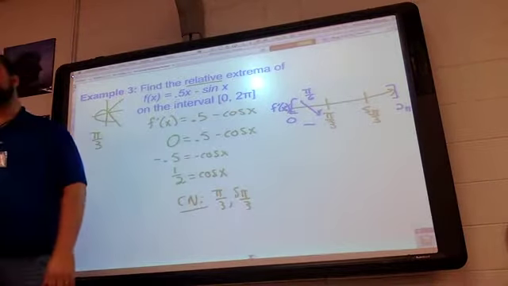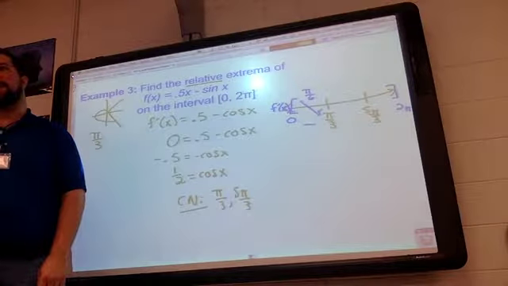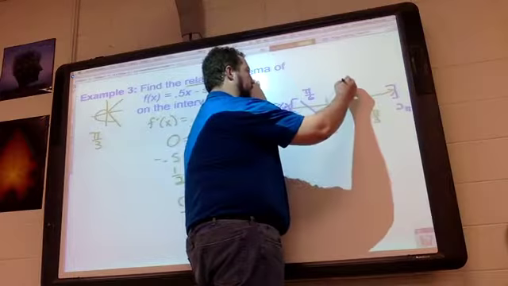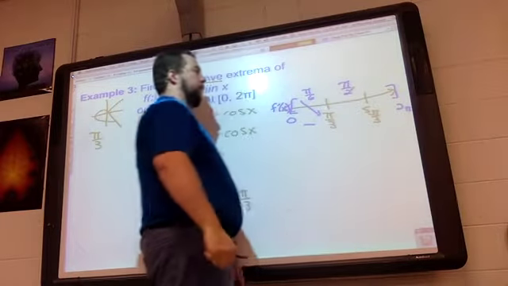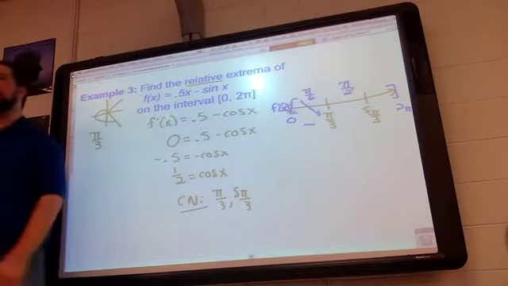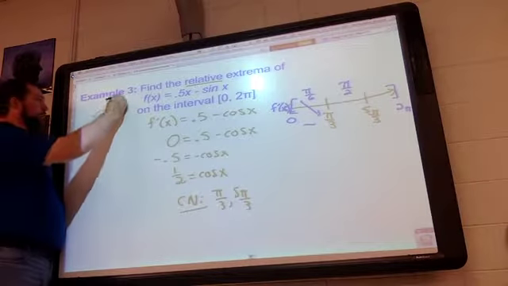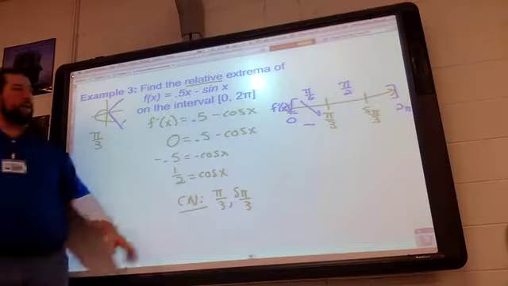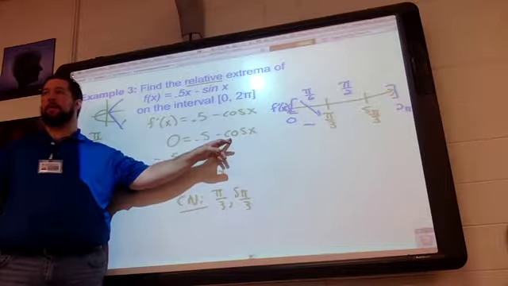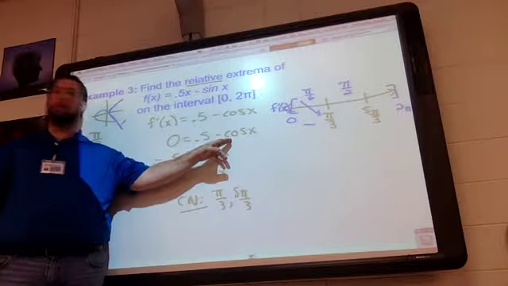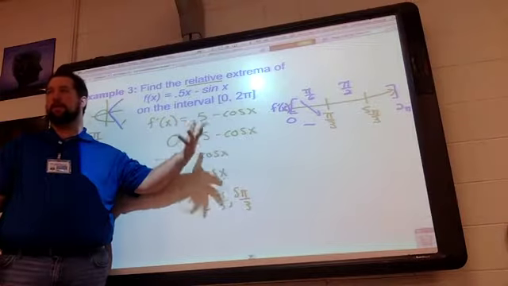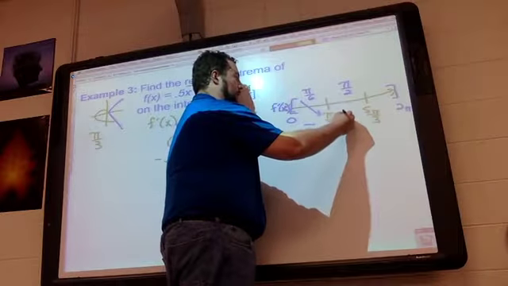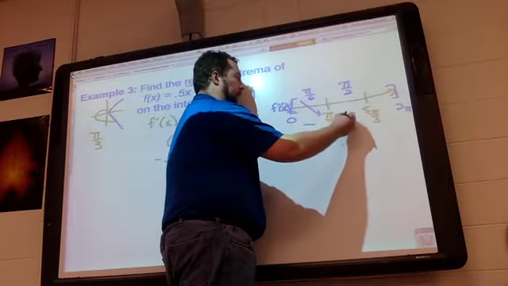All right, between pi over 3 and 5 pi over 3, there are several angles I could use, anything in between these two. Pi over 2: cosine of pi over 2 is 0, and 1/2 minus 0 is positive half. So it's going to be increasing there.